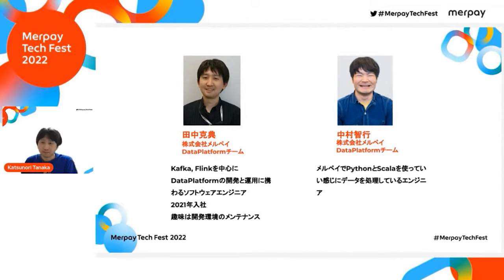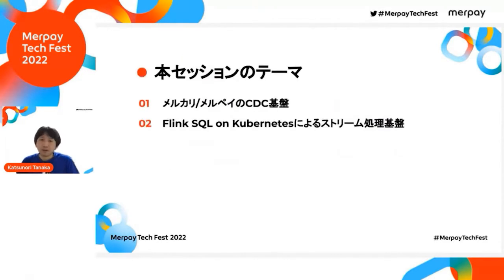This session will consist of two main parts. In the first half, I will give a presentation on the CDC infrastructure used by Merpay, from the big picture to the detail. Then Nakamura from the same team will talk about the stream data processing infrastructure that processes data in near real time using data collected by the CDC infrastructure.